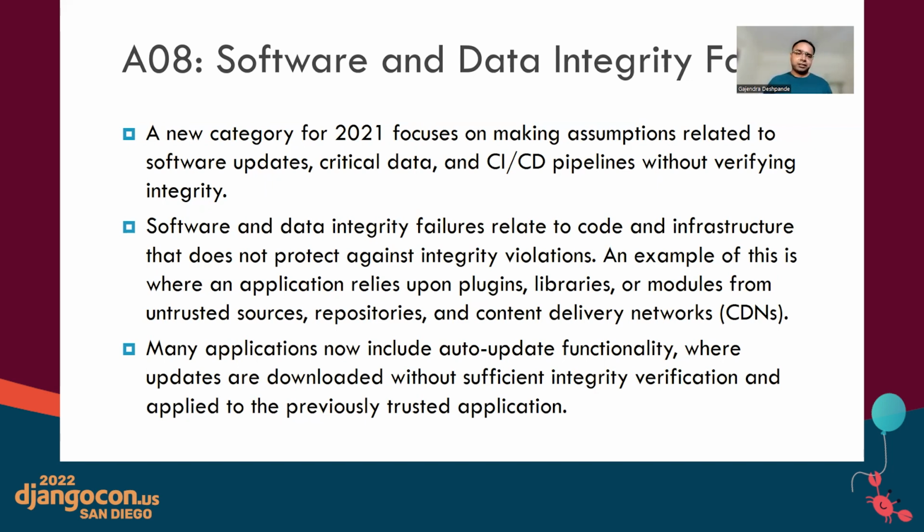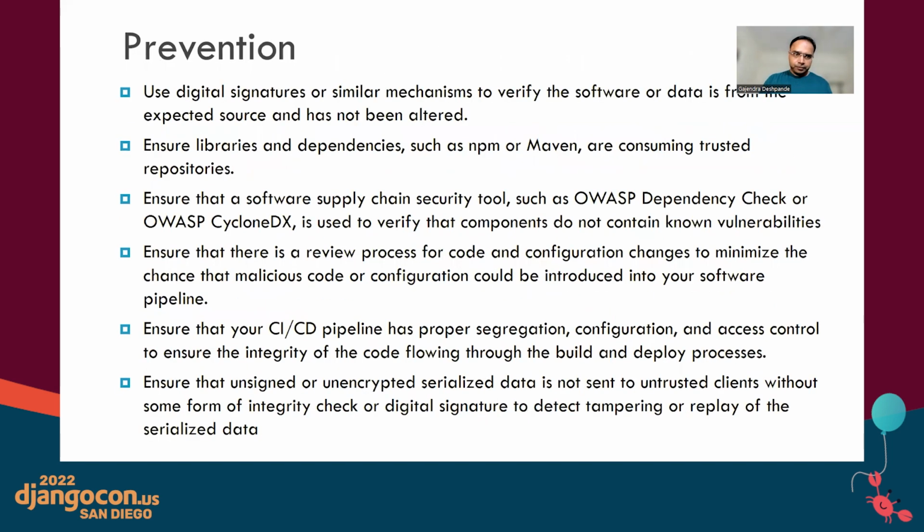For example, when you install WordPress nowadays, you can automatically update the themes, and you can automatically update the plugins. So there you get a feature to enable automatic updates. Now, prevention is to use digital signatures or similar mechanisms to verify the software or data, which ensures that it has not been altered. Then ensure libraries and dependencies, such as NPM or Maven, are consuming trusted repositories. Then ensure that a software supply chain security tool such as OWASP Dependency-Check or OWASP CycloneDX is used to verify that the components do not contain known vulnerabilities.